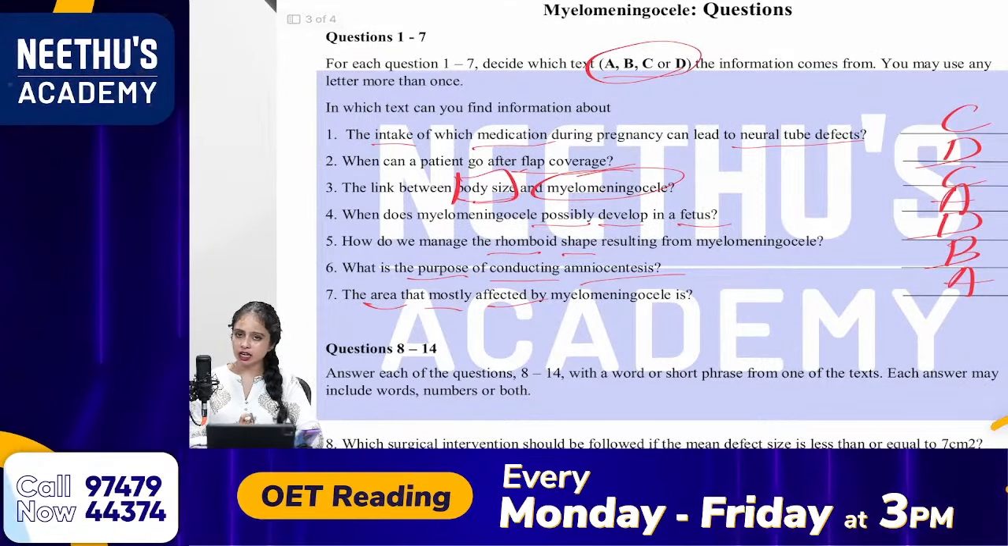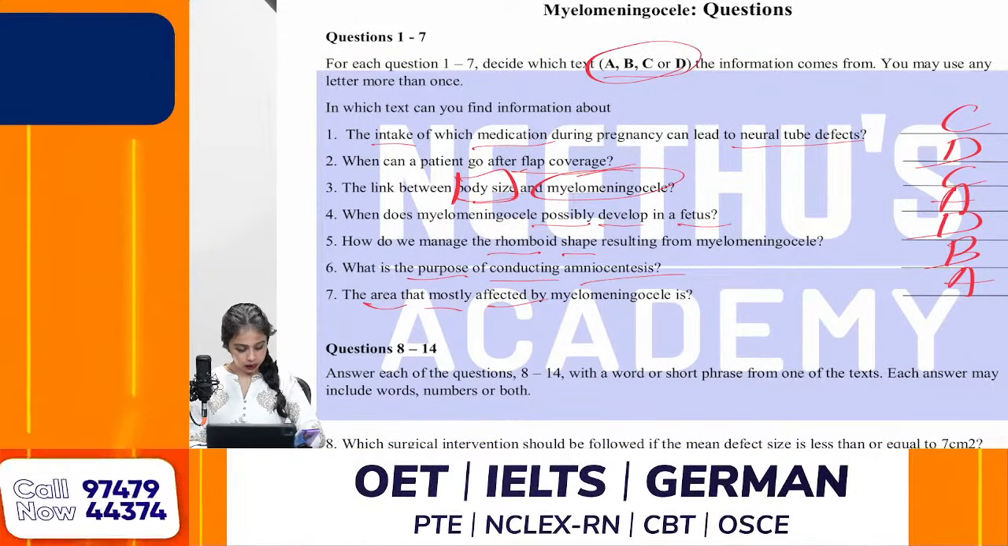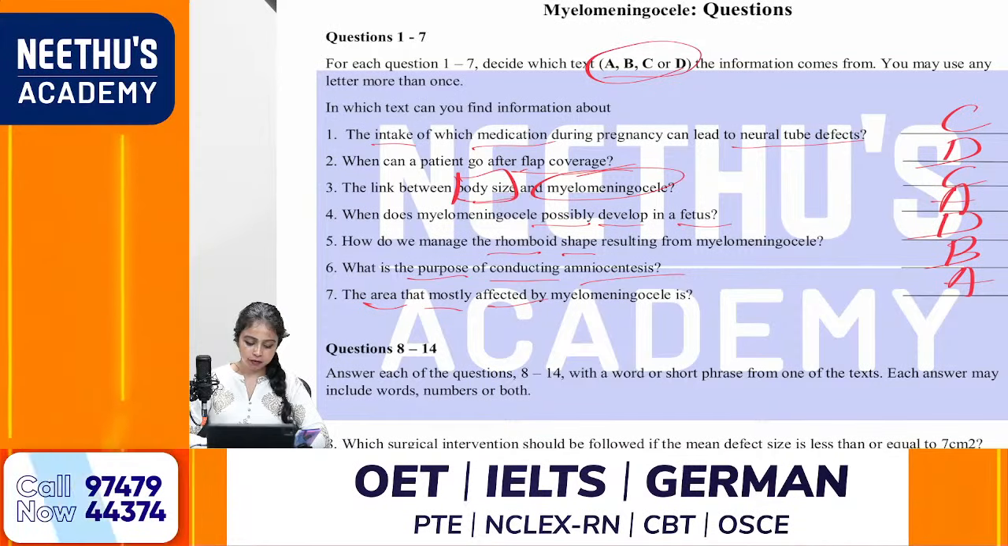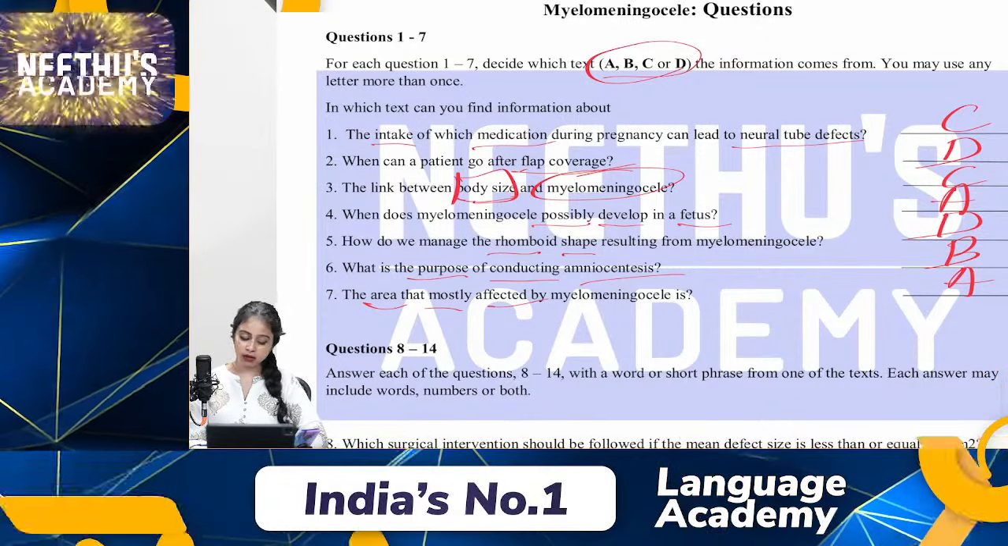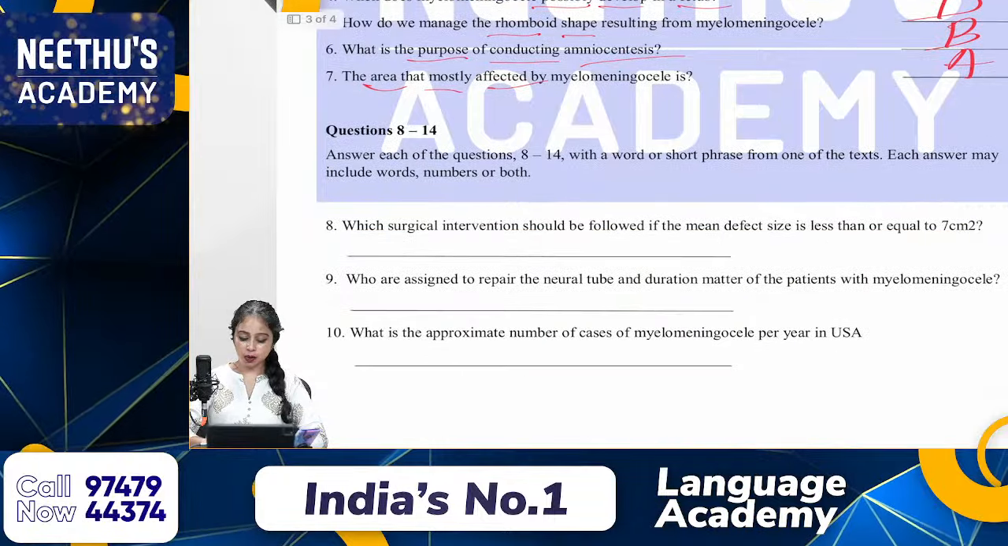Any doubts regarding any of the questions? Okay, Reba, yes. Reba, fourth one, yes, text A. Sixth one is actually text B. Okay, yes. Then the eighth one.